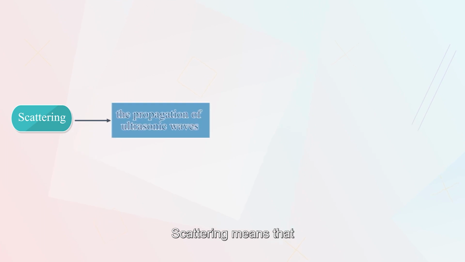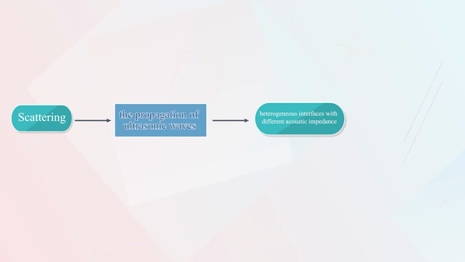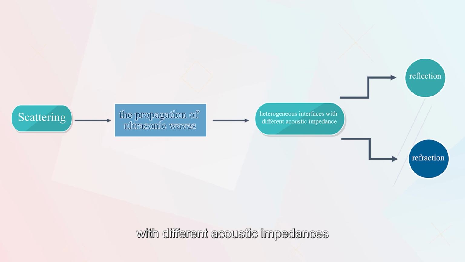Scattering means that during the propagation of ultrasonic waves, they encounter heterogeneous interfaces with different acoustic impedances, resulting in chaotic reflection and refraction, and a decrease in energy in the main propagation direction. This is called scattering attenuation.